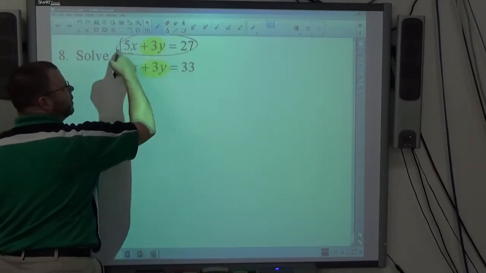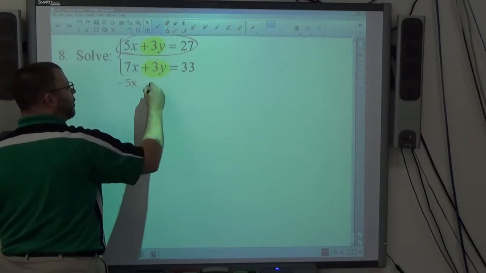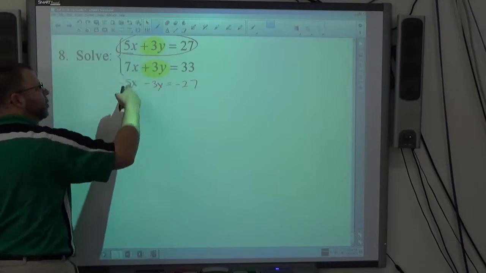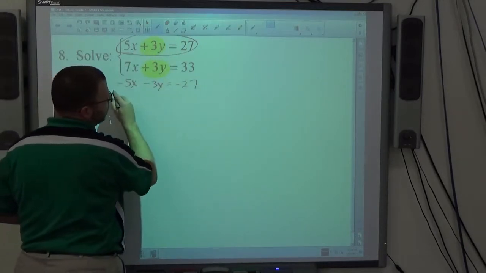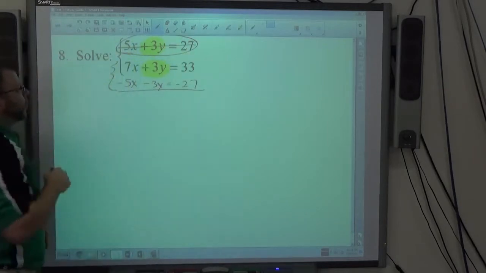I'm going to make each object opposite. So 5x becomes negative 5x. 3y becomes negative 3y. 27 becomes negative 27. Make sure every single sign changes. If you're going to change one, you change all. And now I'm going to deal with these two equations instead of those two originals.